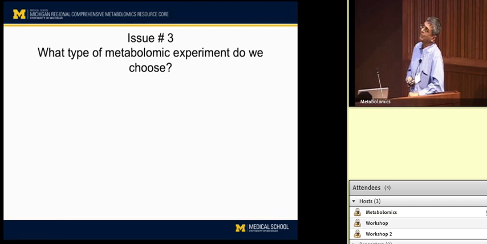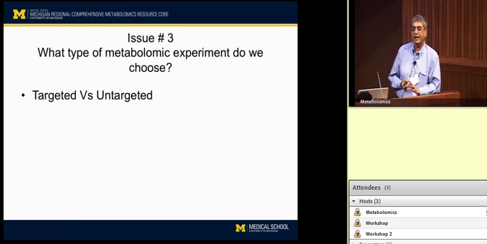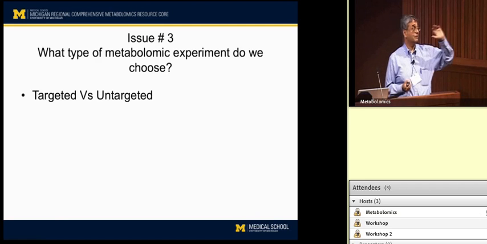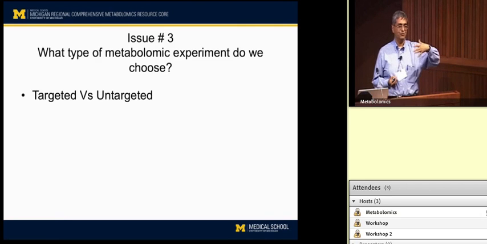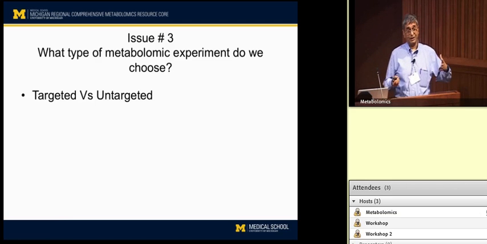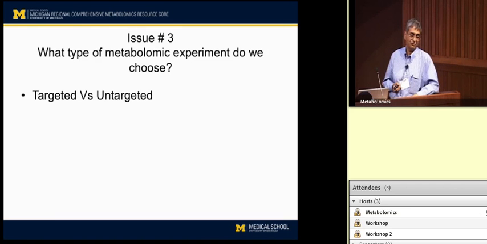So the third question is: what type of metabolomic experiments do we want to choose? Is it going to be targeted or untargeted? In this scenario, what we were really looking for is a bird's eye view of the entire metabolome for predictors of progression of renal disease. Because of that, we decided to do an untargeted approach, as opposed to a targeted approach where we pick a few areas we want to look at in more detail.